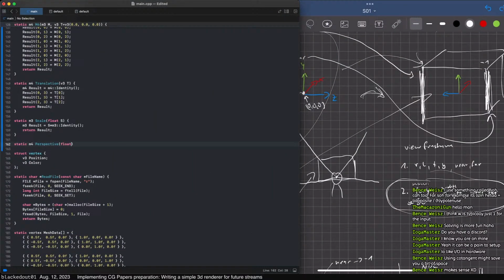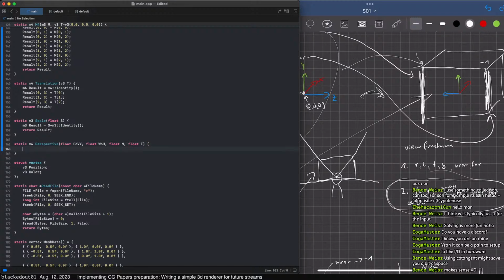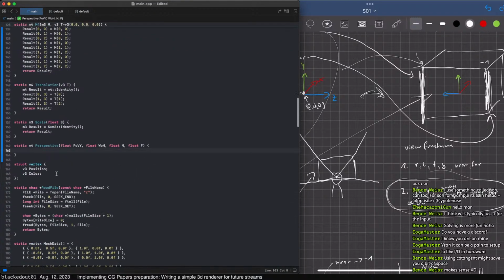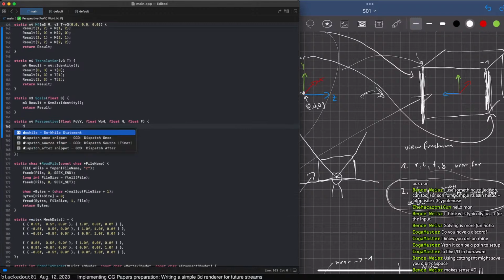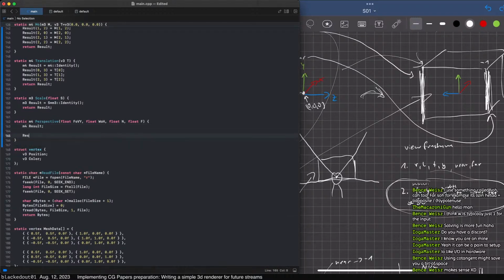Okay. So first of all, we need the field of view y angle. Then we need width over height. And we need the near plane and the far plane. And I think in this case, I will just use this weird operator here.